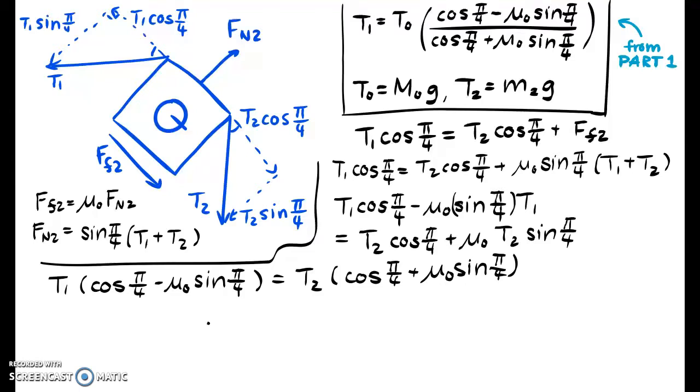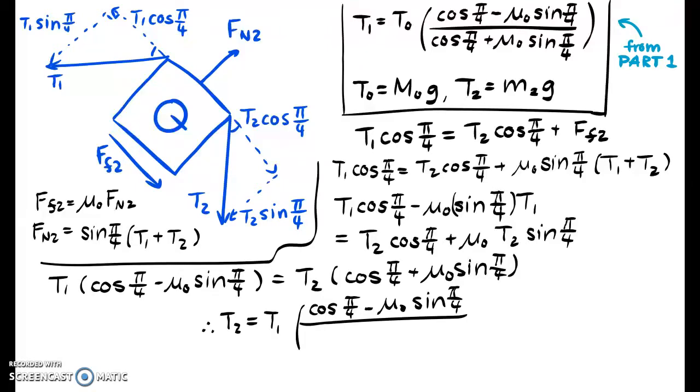Then we can conclude that T2 must be equal to T1, and we divide by the coefficient of T2 on both sides to get cosine of pi over 4 minus mu0 sine of pi over 4 over the coefficient of T2, where the only difference is that the cosine and sine are added together.